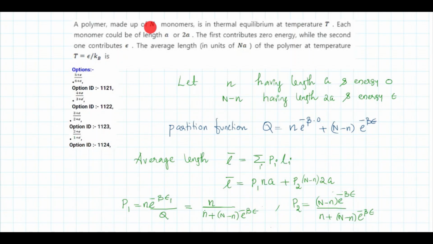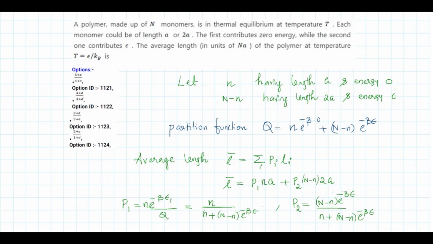There are a total of N monomers, some having length A, some having length 2A. Suppose small n are the number of monomers having length A with energy 0. Then capital N minus n will have length 2A and energy epsilon. The total is capital N and there are only two types of monomers: one having length A and energy 0, the other having length 2A and energy epsilon. I will take the numbers as small n and capital N minus n.